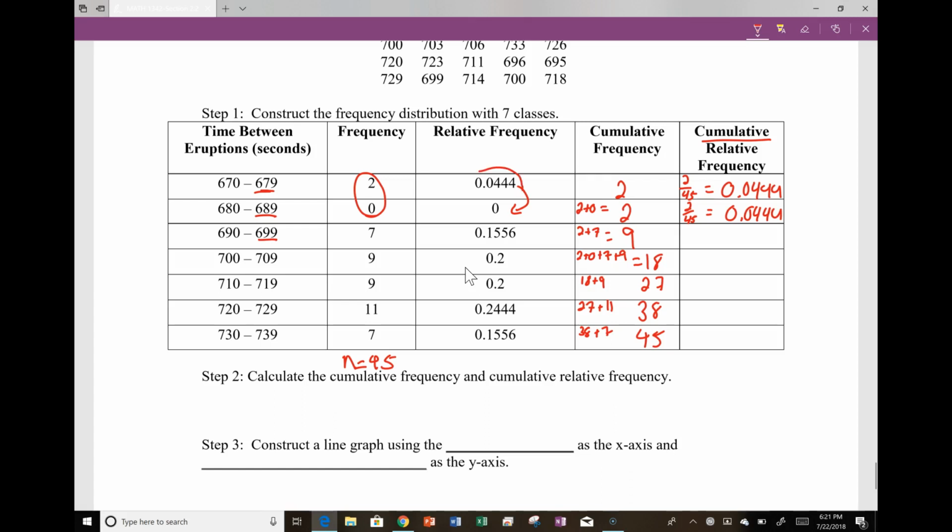Now for the third cumulative relative frequency, I'm going to add all 3 of these up, and I'm going to get 0.2. That's the same thing as 9 divided by 45, taking my cumulative frequency, dividing it by my sample size. I'm going to do that all the way down. So I get 0.4, 0.6, 0.8444. And this last one, remember, if I add all these frequencies up, they should come out to approximately 1. My last one should come up to approximately 1.